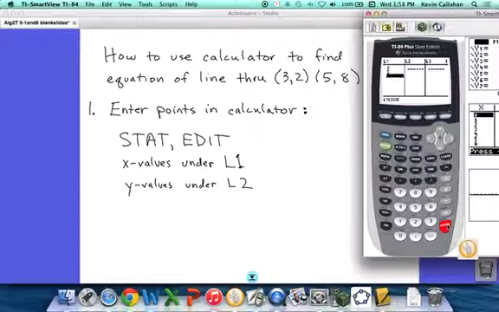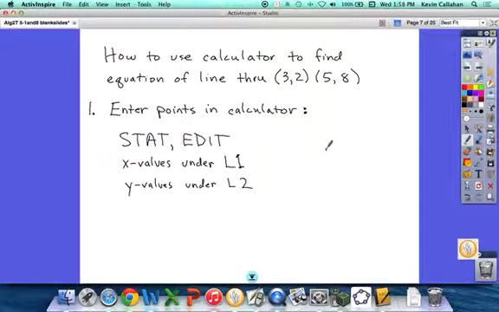There's my X values. Now right arrow over to go to the second column for L2 and put the Y values, 2 and 8. 2, Enter, 8, Enter. So it should look like the points, right? 3, 2, and 5, 8. So everybody got that far? Okay. Next.